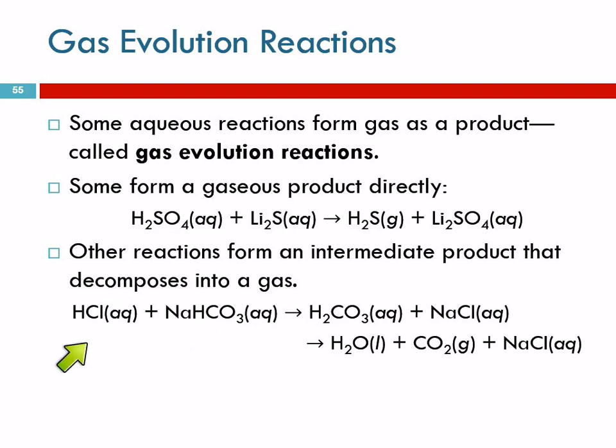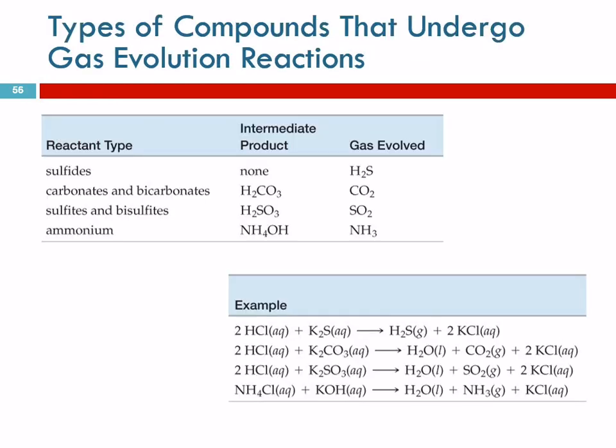Those are going to swap partners. The hydrogen here and the sodium here are going to swap partners. We're going to end up with carbonic acid and sodium chloride. Carbonic acid is unstable. It's something we just have to remember. Carbonic acid is unstable, and when it decomposes, it forms water, carbon dioxide. Okay, so these came from the carbonic acid, and then the sodium chloride was, of course, still there.